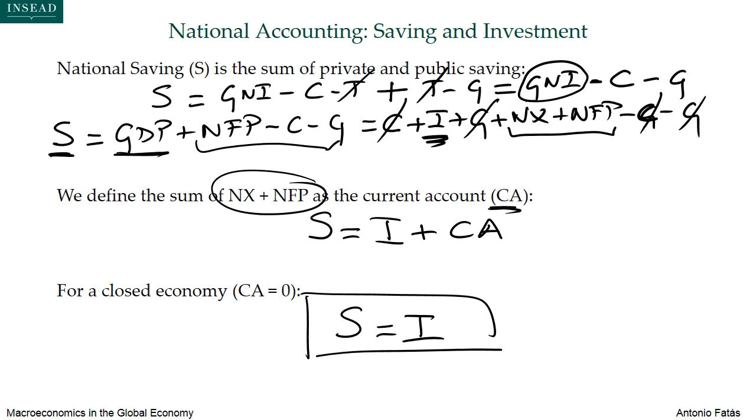In an open economy where there are flows of income and flows of trade and capital across borders, saving will be equal to investment plus the current account.